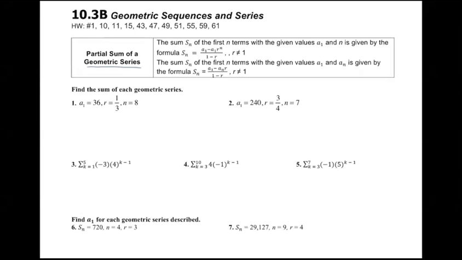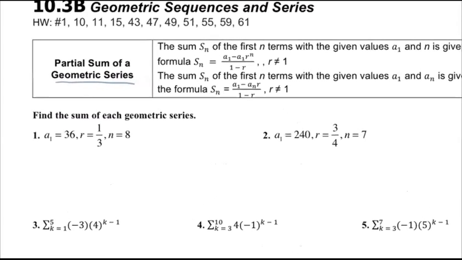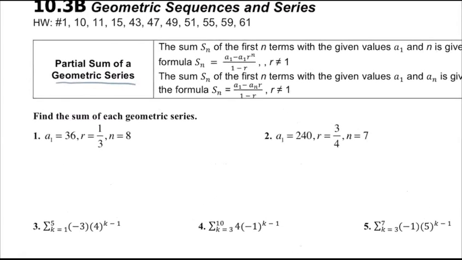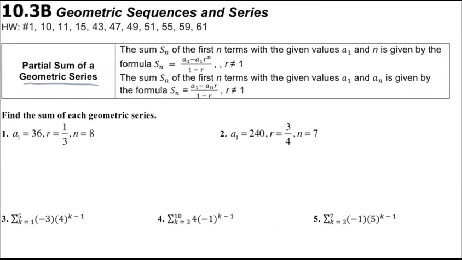And I have two formulas for you that actually find the same thing. This is to find the sum of n terms in your geometric sequence. But the reason why I have two formulas for you is because it just depends on what you're given. If you're given certain things, one formula will be better to use than the other.